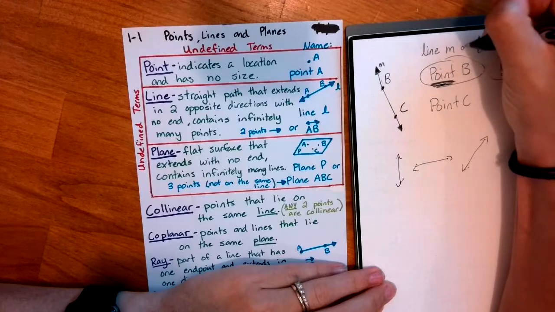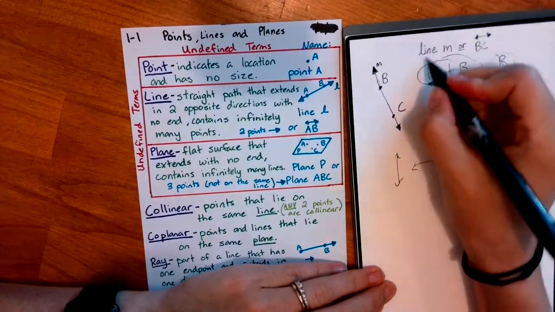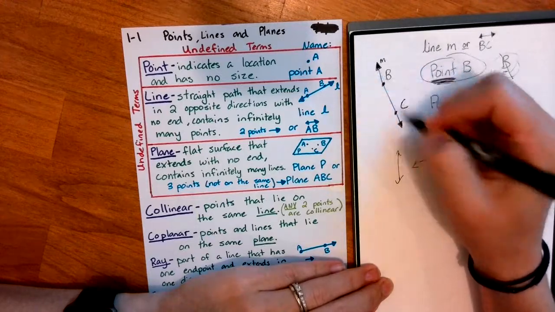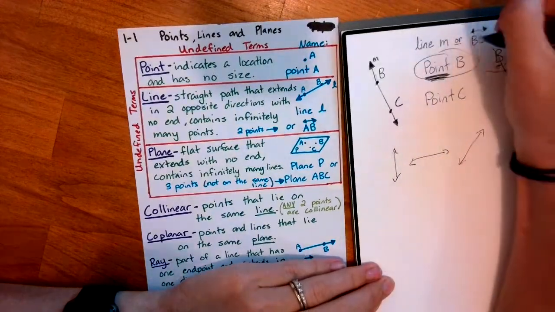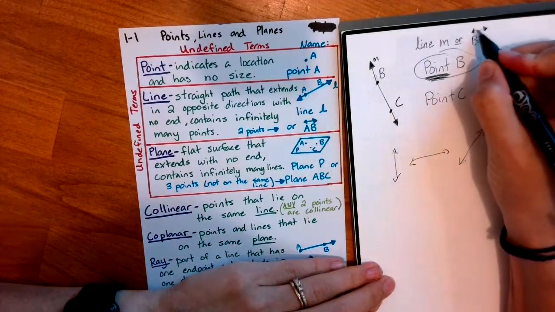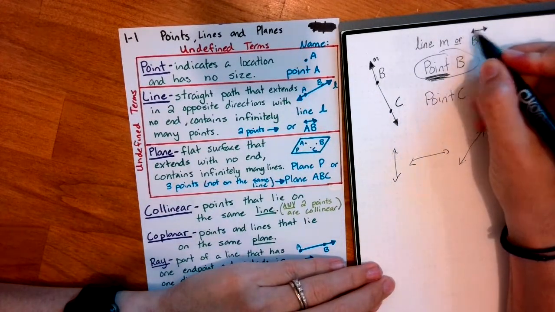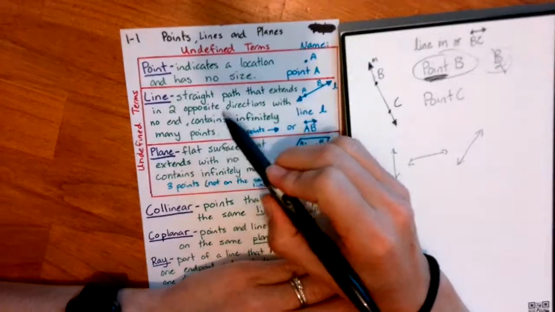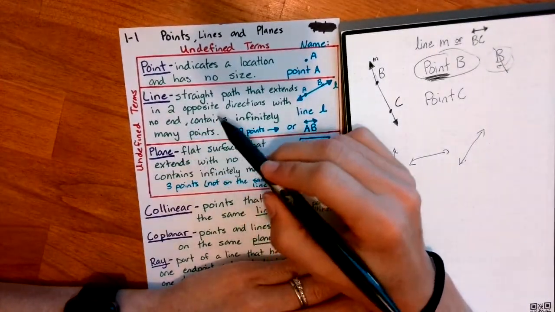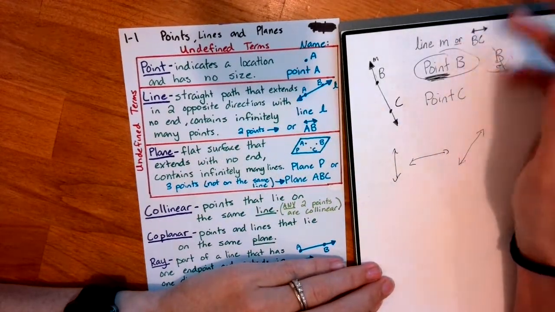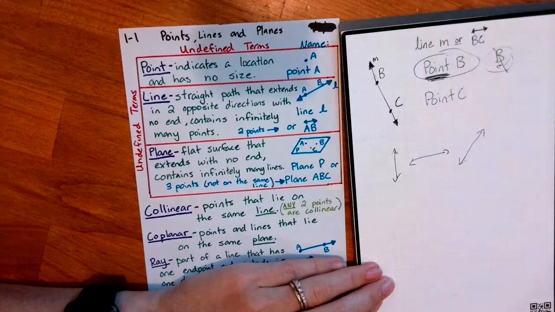Line BC. So I can name it line M with this little M and just need one letter that's not a point on the line, or I can name it with 2 different points on the line with the line on top. Now it has to have both the arrows because a line continues in 2 opposite directions with no end. It has to continue forever. Okay? So those are lines.